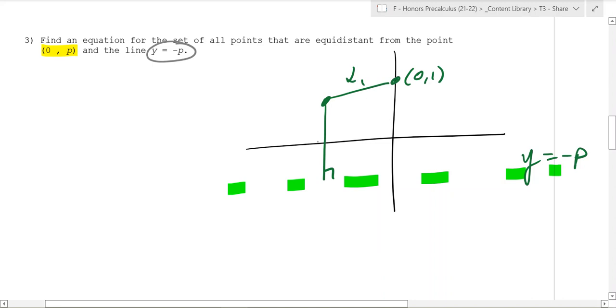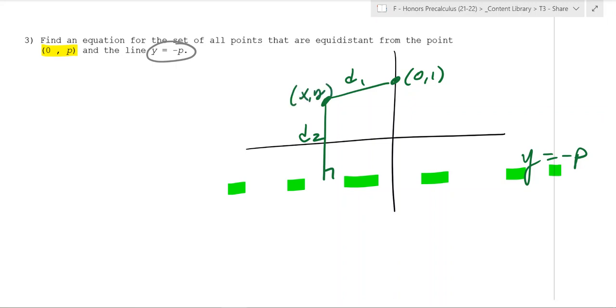You have distance 1 and distance 2. I'll make that a d, so it actually looks like a d right there. So how do you figure this out? Well, this one is (x, y). Remember, this distance right here is straight up and down.